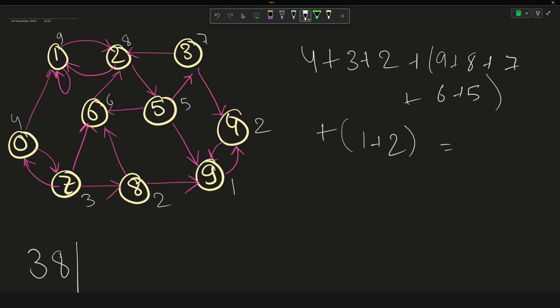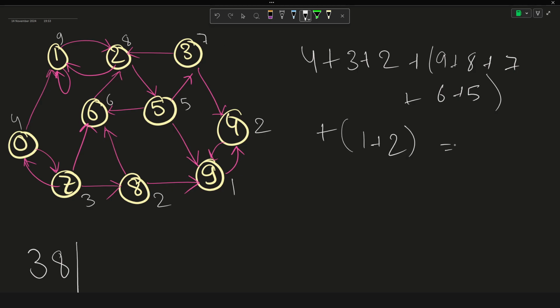to move from 0 to 7, then from 7 to 8, then from 8 to 6, and then from 6 to 2, 2 to 5, 5 to 6, 6 to 2 again, 2 to 1, 1 to 2, 2 to 5, 5 to 3, then 3 to 4, 4 to 9. So in this way we were able to collect each and every coin present in this graph.